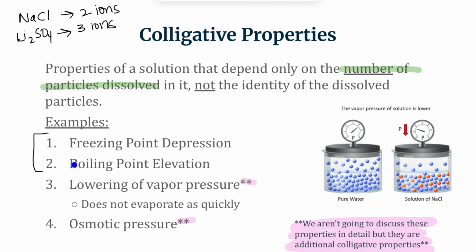Boiling point elevation, in the description and the explanation of that property, does talk about vapor pressure. So I'd want to just briefly talk about what vapor pressure means. Lower vapor pressure would mean that something does not evaporate as quickly. How would we measure vapor pressure?